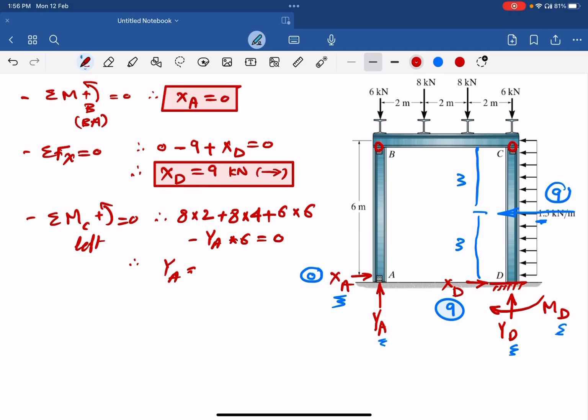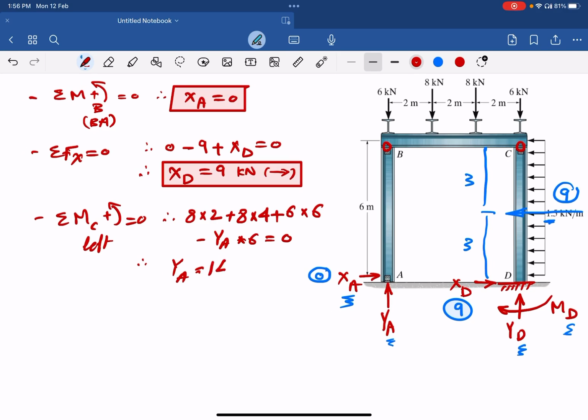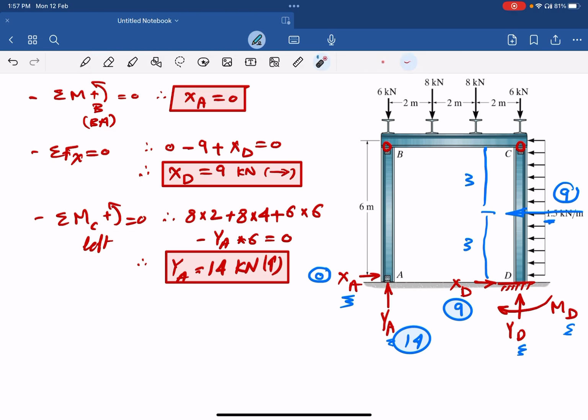So it will be 8 times 2 plus 8 times 4 plus 6 times 6, all divided by 6. So the Ya equals 14 kilonewton going upward as we assumed. And this will be our third unknown, which is Ya. This is 14 kilonewton. Okay, so we found Xa is 0, Yd is 9, Xd is 9, Ya is 14.